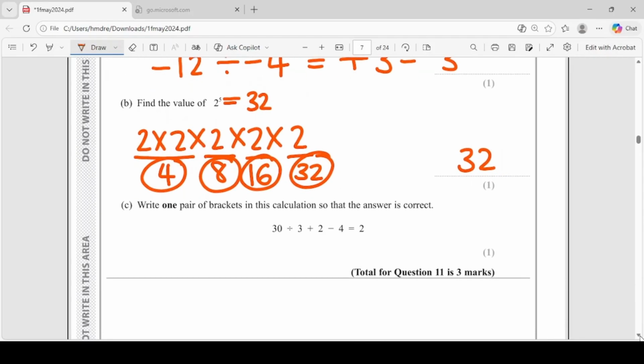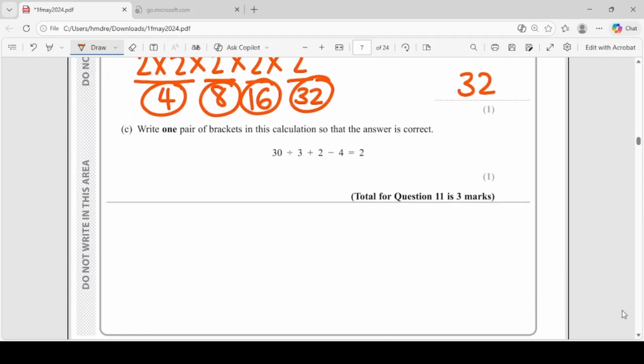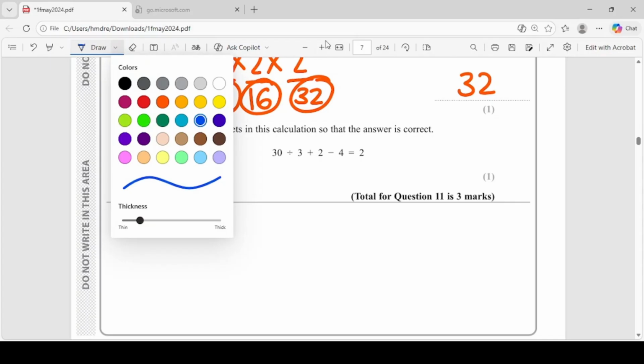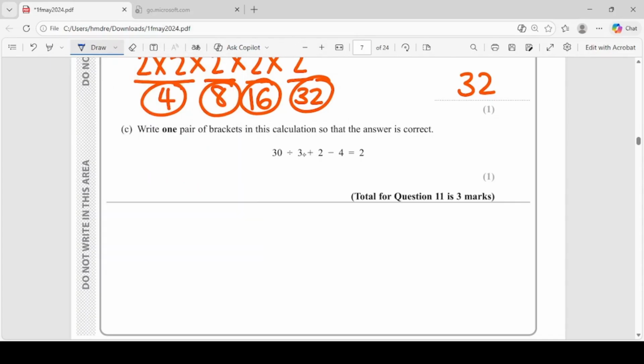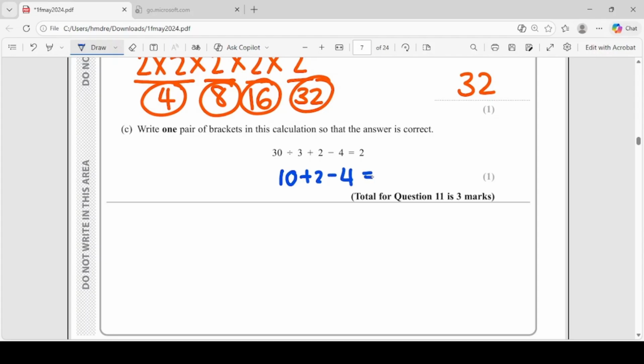Okay, write 1 pair of brackets in this calculation so that the answer is correct. Okay, so 30 divided by 3 plus 2 minus 4 gives me 2. Okay, this one we'll probably just have to play around with a bit. So 30 divided by 3, that would be the first thing we would do anyway. We have to always do division first. So 30 divided by 3 is going to be 10. If we just add 2, take away 4, that's going to be 12, take away 4 is 8. Okay, so that one doesn't work.